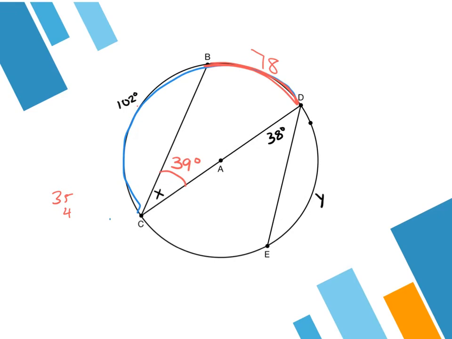I'm going to follow that same process but backwards to figure out what y is. So 38 is half as big as the arc CE. 35 doubled gets me to 70, plus 3 doubled gets me to 76 degrees. CED is a semicircle. 180 minus 76 tells me that y has to be 104 degrees.